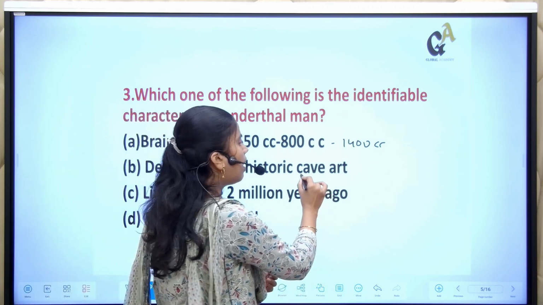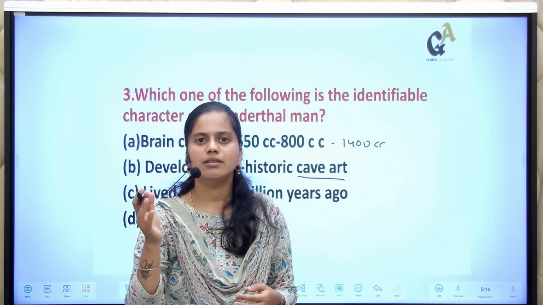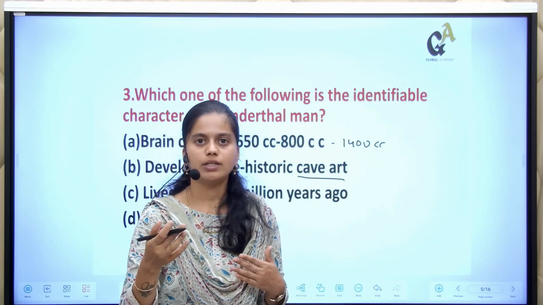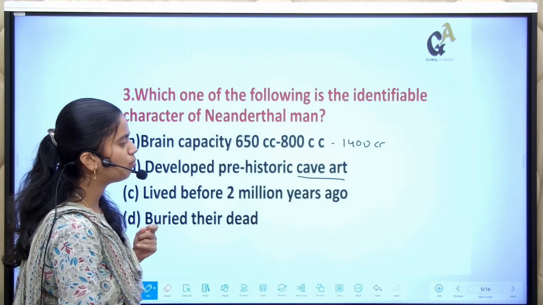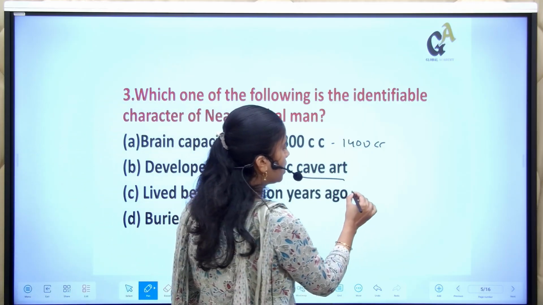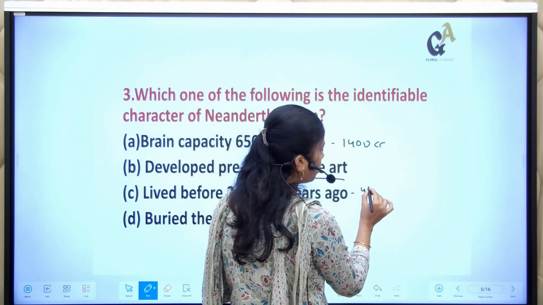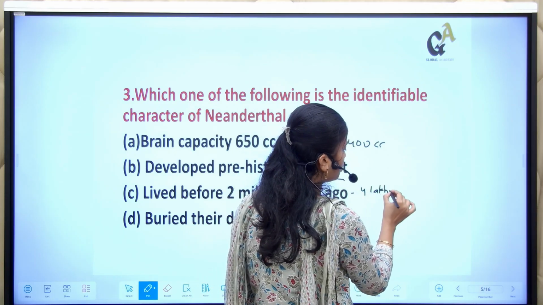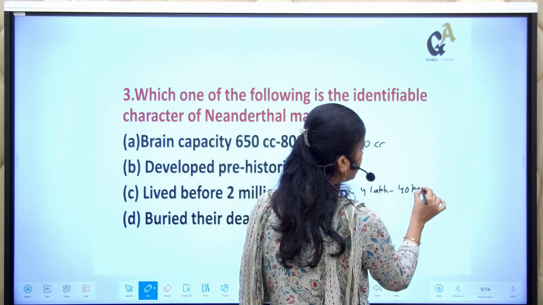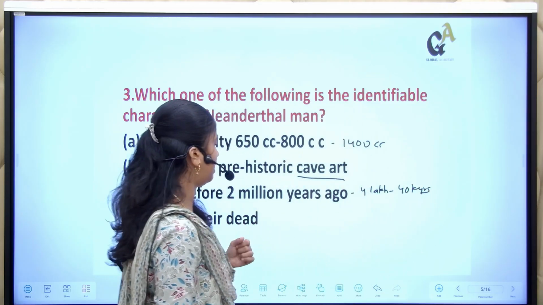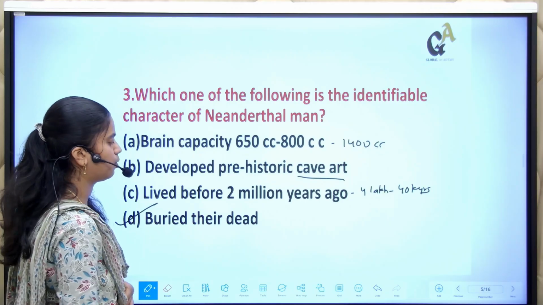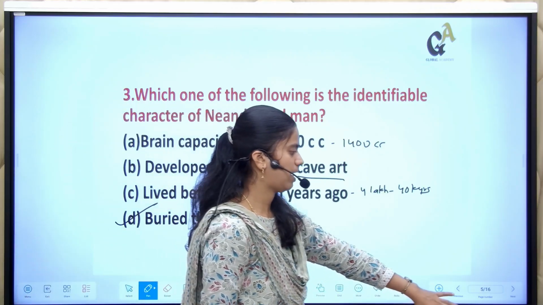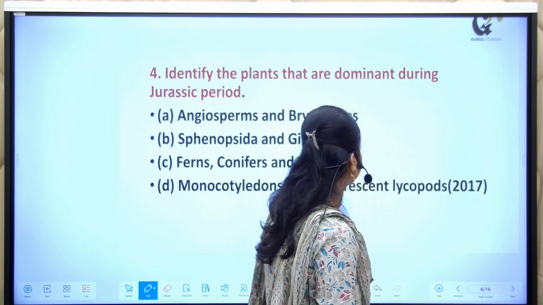This cave art you can see nearly in the modern human, not in the ancient man. Next, option C, lived before 2 million years ago. No, students, he lived 4 lakh to 40,000 years ago, not 2 million years ago. Option D, buried their dead body. That is the correct answer. He buried the dead body.